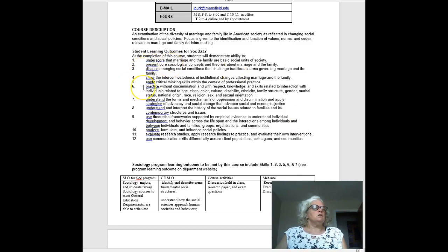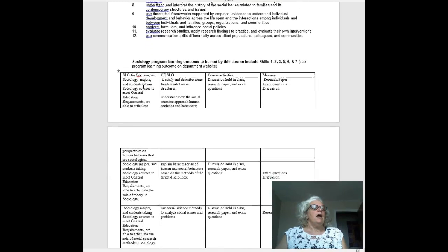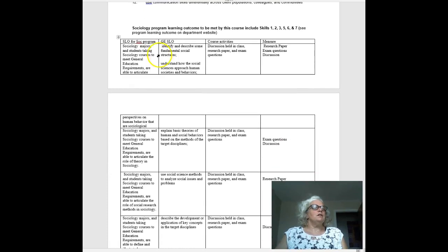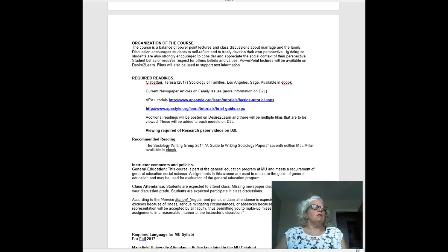You'll notice on the syllabus, as on every syllabus, you have student learning outcomes. This is what I hope we achieve during the course. And you'll see this grid that breaks it down. These are the goals of the sociology program. These are the goals of Gen Ed. And these are the goals of the course and how they match each other and then how they're measured. In this course, you have three major pieces: your research paper, your exams, and your discussions. And those are the measurements for those student learning outcomes.